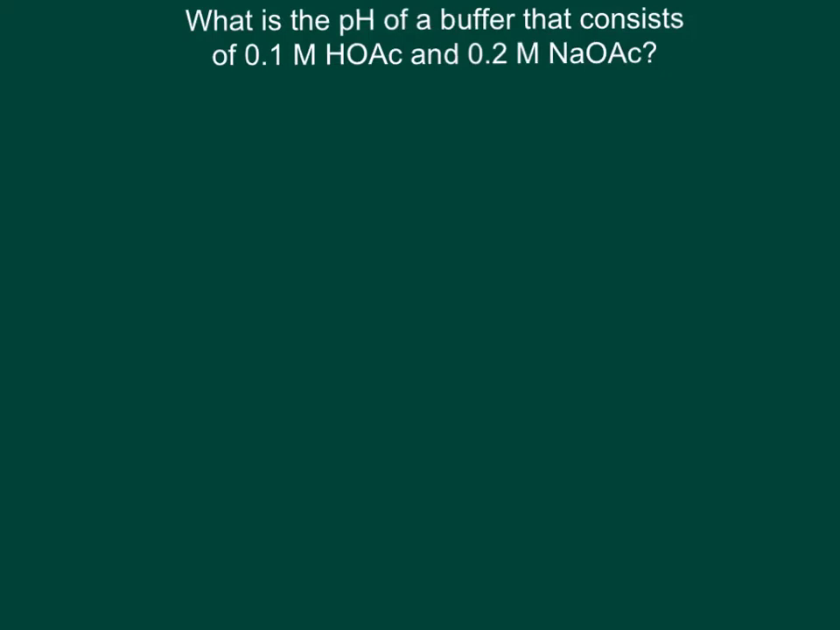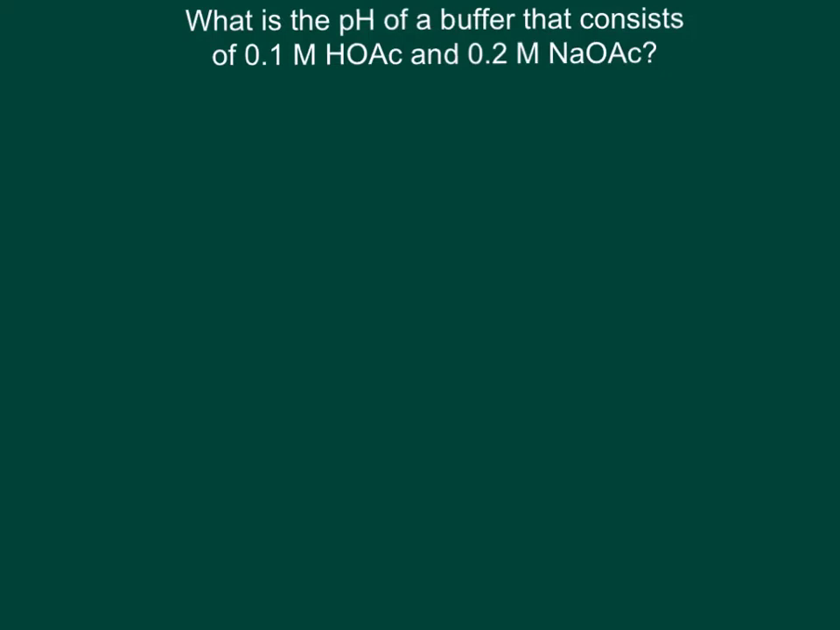As a concept to frame this discussion, my general question is, what is the pH of a buffer that consists of a solution that is 0.1 molar in acetic acid and 0.2 molar sodium acetate? A very simple way of thinking about this is to say we have a liter of solution, we have 0.1 moles of acetic acid, and we've added 0.2 moles of sodium acetate to this solution. So this is a classical recipe for a buffer.